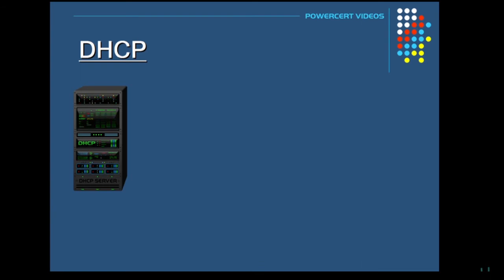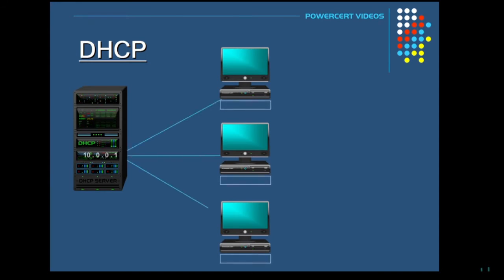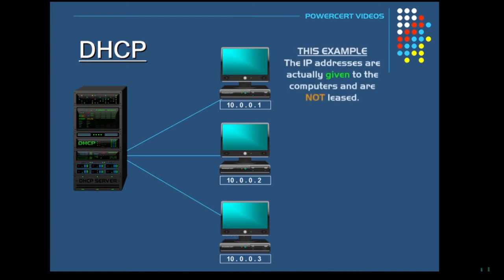So let's go ahead and add 3 computers to this network. And as they are added, the DHCP server is going to assign them an IP address. So in this example, let's just say that the IP addresses are actually given to the computers and are not leased. So the DHCP server has reached its limit on giving out IP addresses. All of its IP addresses are currently being used.